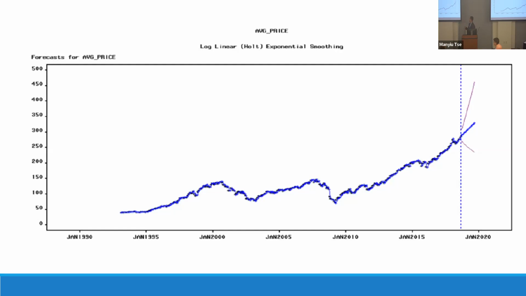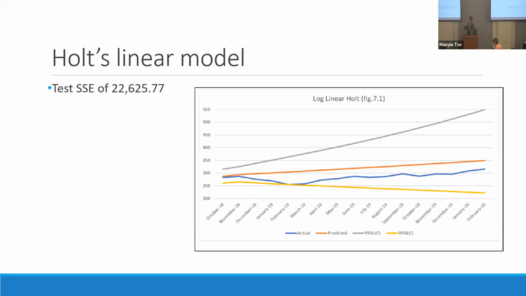This is kind of unclear, but the points after the blue vertical line, like this part, are going to be our test period, and this is the period we're most interested in. So I have a second graph, which is only the test period. As you can see, like the previous graph, the gray and the yellow lines are the 95% prediction intervals, and the orange line is the prediction, and the blue line is the actual stock price. As you can see, this model was kind of worse than the old model because it's always over predicting. And from this, we got a test sum of square errors of 22,625.77, which is higher than the old model. So we did not decide to pursue this particular model further.